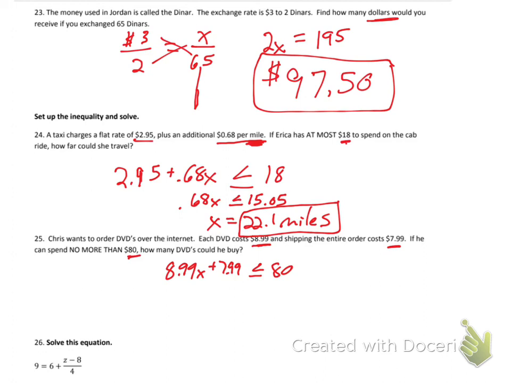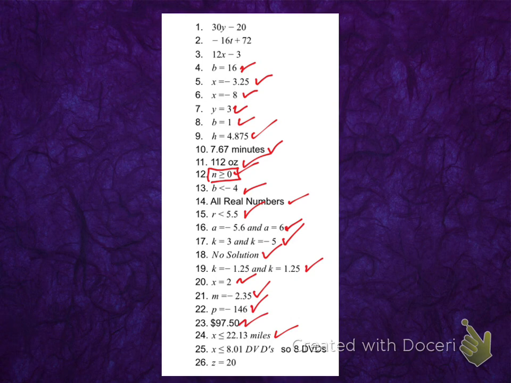So I'm going to do 80 minus $7.99, which is equal to 72.01. So $8.99x is less than or equal to $72.01. I'm going to divide that by $8.99, so x is less than or equal to 8.01. It asks how many DVDs he could buy. Well, you can't buy a 0.01 DVD, so like Mr. Cladis has in the answer key, the final answer will be 8 DVDs.